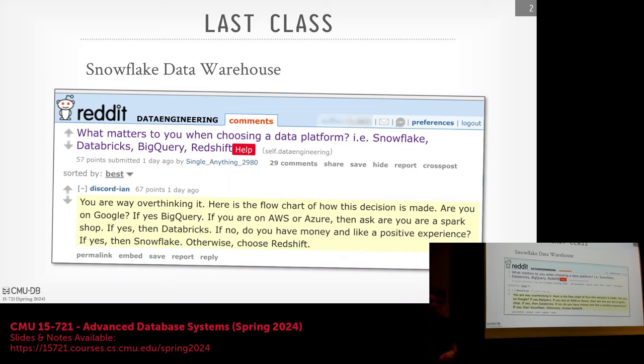Yes? Why is Redshift not a positive experience? The question is, why is Redshift not a positive experience?